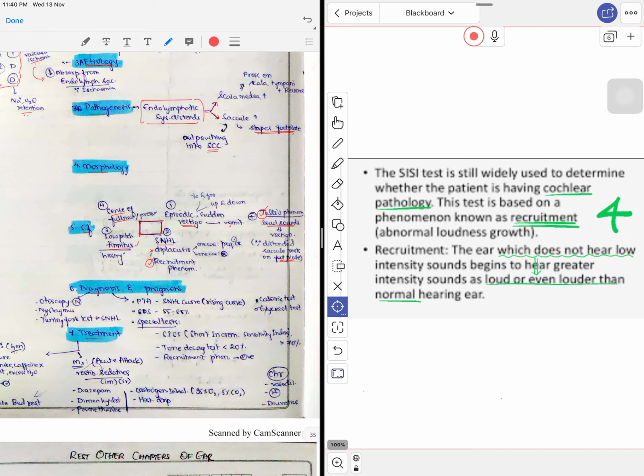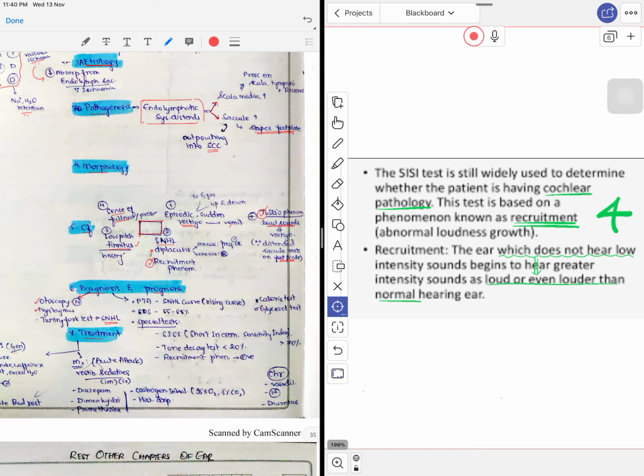Let's talk about the diagnosis and prognosis. In this, the first is diagnosis. On otoscopy, the ear is going to appear normal. There will be nystagmus in the person, so the nystagmus test, that is the vestibular test, can be performed. And if you do the tuning fork test, it will indicate all those signs which are going to show positive for SNHL.